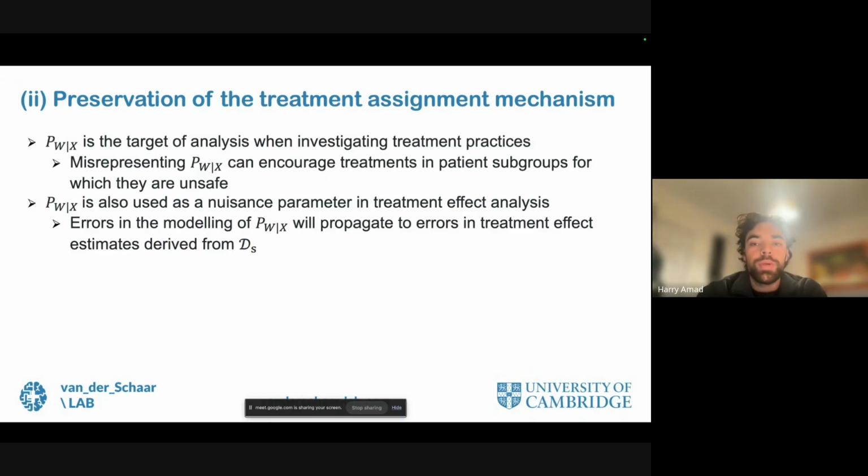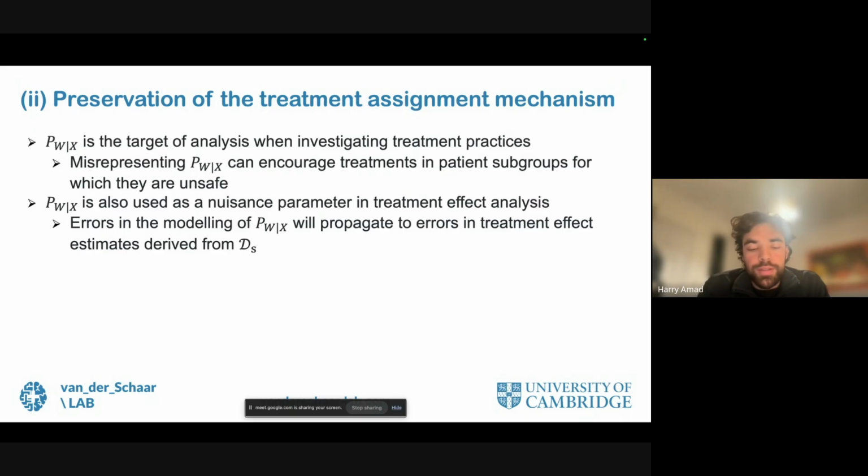Secondly, the treatment assignment mechanism P of W given X is important in medical causal analysis because it is a target of analysis itself in assignment analysis and things of that nature, which is examining the link from X to W in the causal graph that I showed before. So if the goal of the downstream analyst is to investigate treatment policies displayed in data and see whether, say, different countries have different treatment policies or different doctors supply treatments differently, then misrepresentation of this distribution in particular in the synthetic data will poison such analysis.